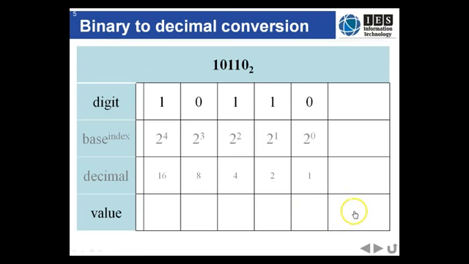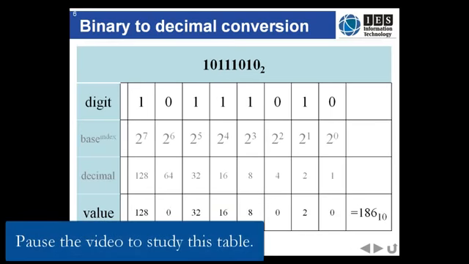The bottom row shows the place value, and because the digits are either 1 or 0, we either copy the decimal power of 2 into the bottom, or we put a 0. In this case, the binary number is 16 plus 4 plus 2, which is 22. And this is written in base 10, so we need to indicate it with the appropriate subscript, like this. Let's use a table with more columns to calculate the decimal equivalent of 10111010.